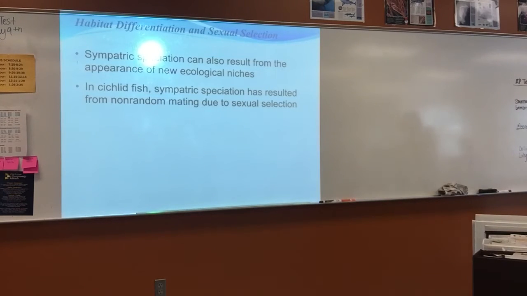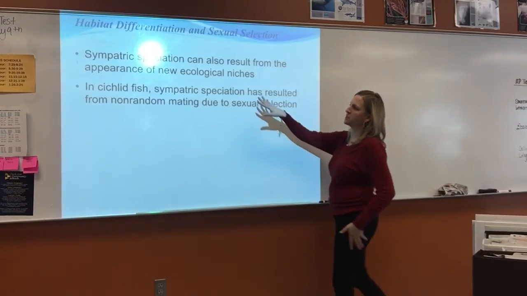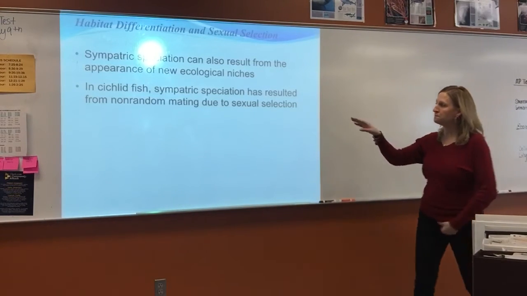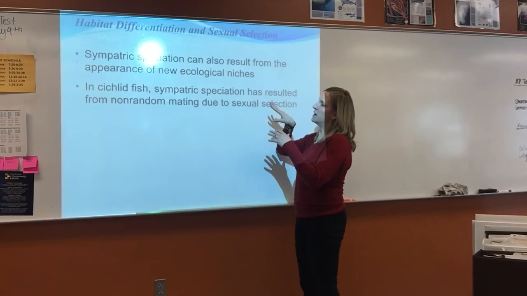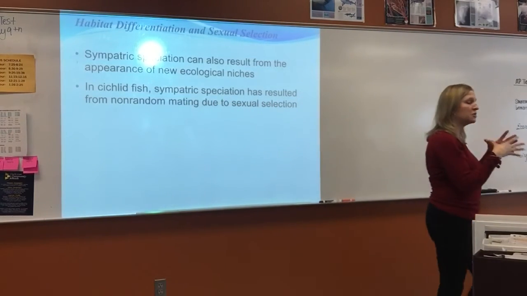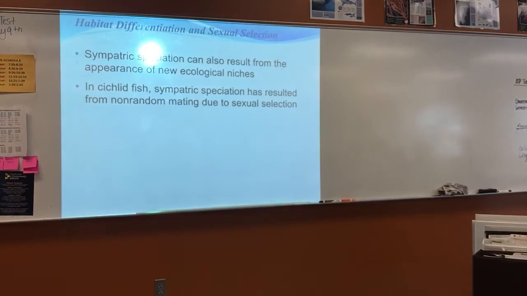So I'll use an example with an animal to show you how animals that live together in a particular area don't have to be geographically isolated to actually diverge into different species. The example I'm going to use is with these cichlid fish. Cichlid fish, we now know, have undergone sympatric speciation in certain areas. And so I'm going to use the example in Africa.